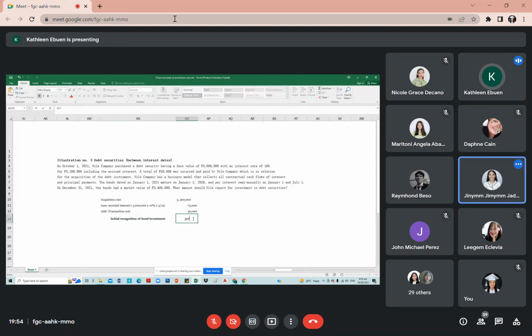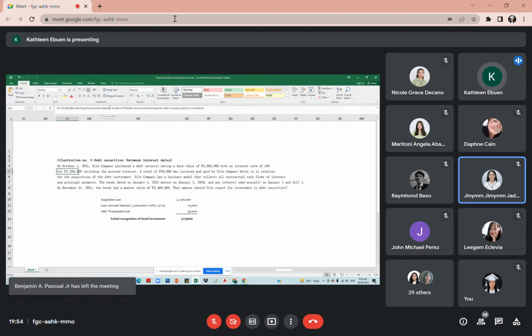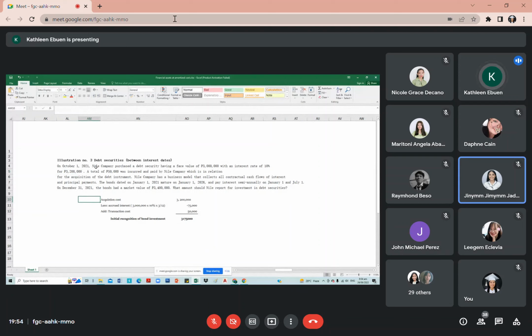3,175,000. So, titignan nyo class kung binili niya between interest dates kasi merong accrued interest, kahit wala po yung word na including interest. Pag nakita nyo na binili siya between interest dates, tanggalin nyo po yung accrued interest.